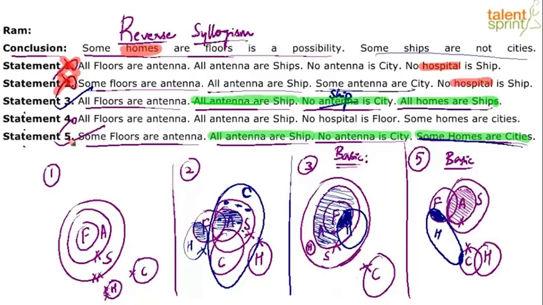Is it 3 or 4? Or have we committed a mistake somewhere? Look at 3. All floors are antenna. All antenna are ship. No antenna is city.